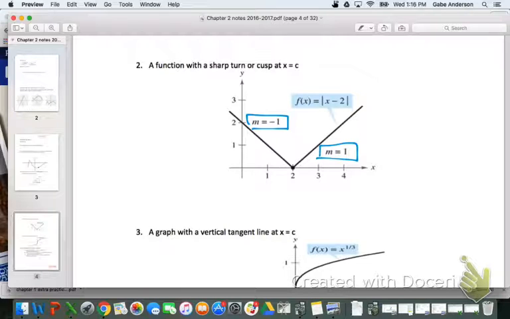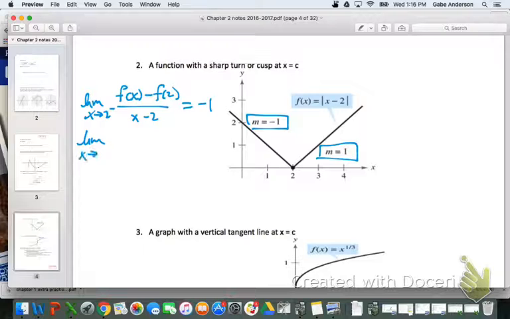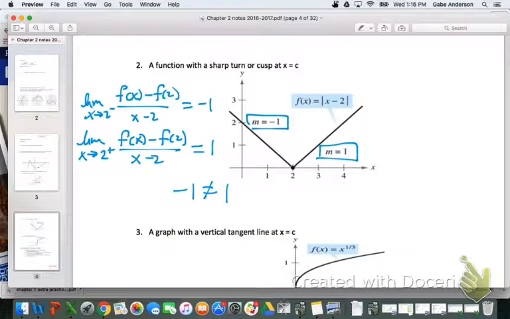So I think what we could write here for this would be to say the limit as x approaches 2 from the left of f(x) minus f(2) all over x minus 2 is equal to -1. But if we do the exact same limit from the right, we actually get +1. And since -1 obviously does not equal +1, I'd say that x equals 2 is a point of non-differentiability. You've got the sharp turn or the cusp.